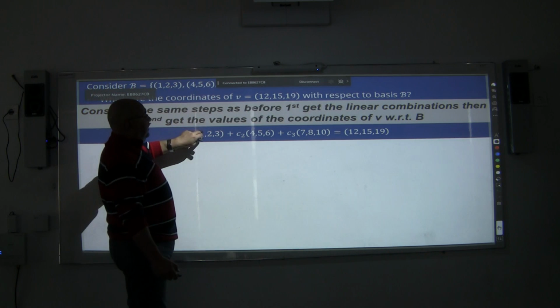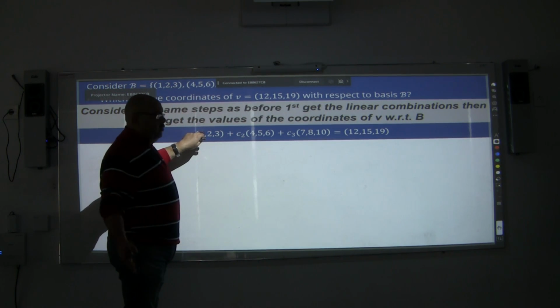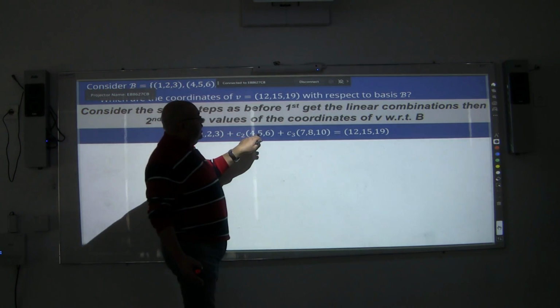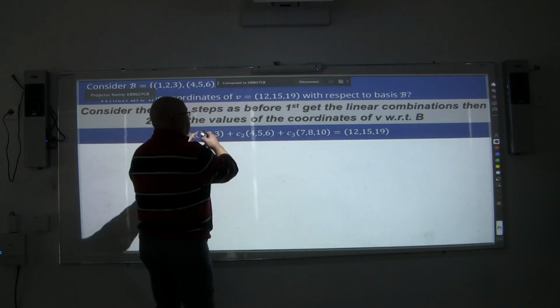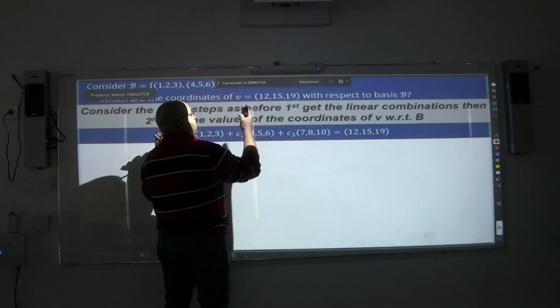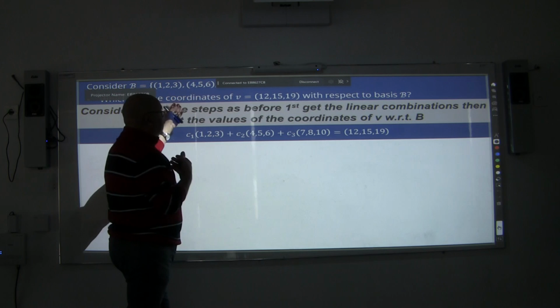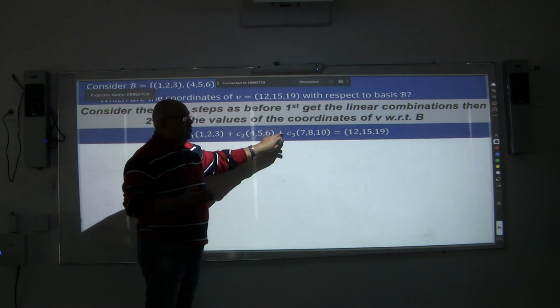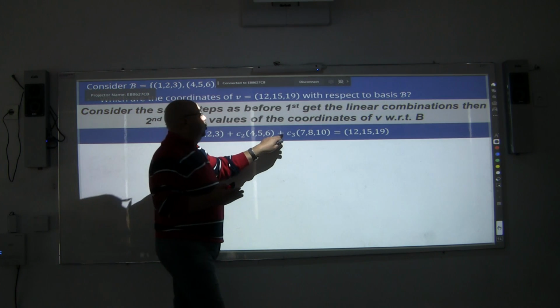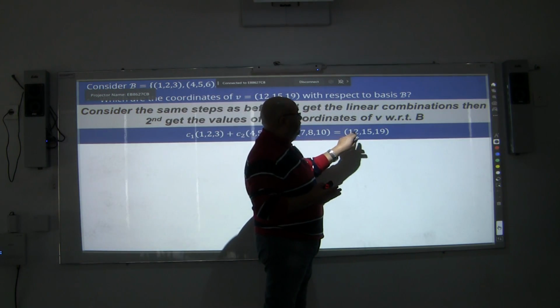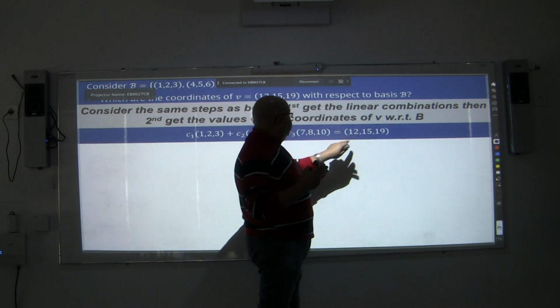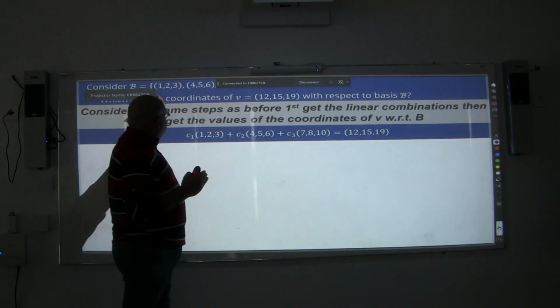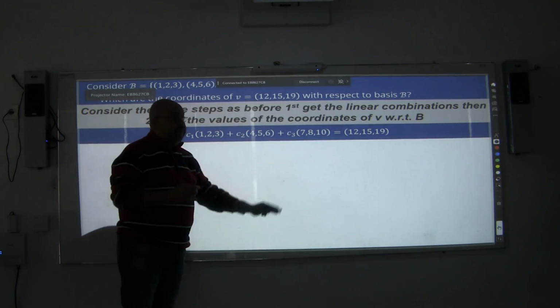This is the first vector. I will multiply it by C1, or alpha 1. This is the second vector. That's the third vector. Multiply by the coefficients. It needs me to find the coordinates, so all I have to do is find C1, C2, and C3 that will generate the vector 12, 15, 19 out of the set U1, U2, U3.